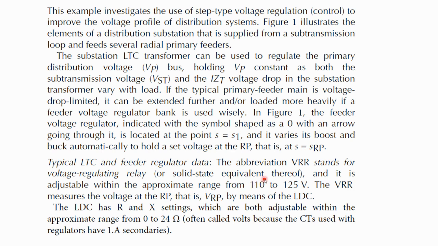And we have one more thing, VRR, which is the voltage regulating relay, and it is used to adjust. It is adjustable between 110 and 125 volts. And the VRR measures the voltage at the regulating point by means of a load line drop compensator, LDC. So VRR is the relay, LDC is the measuring tool that is located inside our voltage regulator. So VRR and LDC are both located inside the voltage regulator.